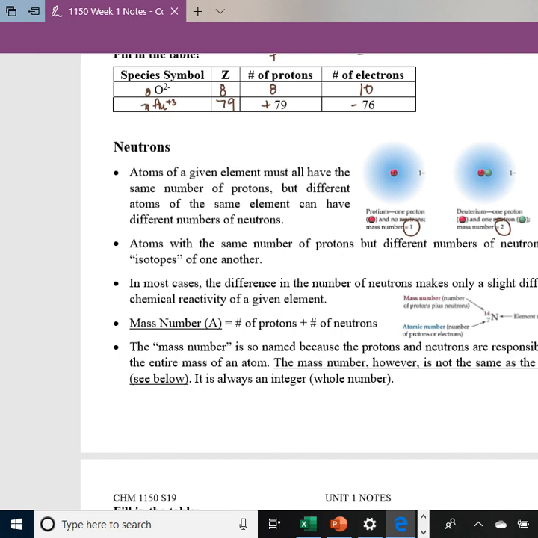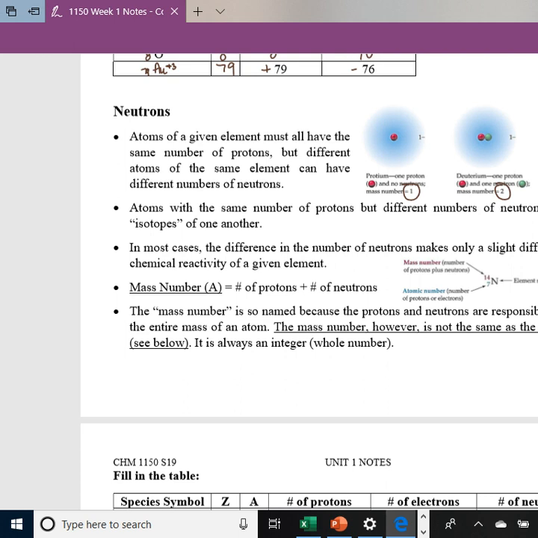In most cases, the difference in the number of neutrons makes only a slight difference in the chemical reactivity, but it does change the mass. So we have something that we're going to define as the mass number, and the alphabetical symbol that we use for that is usually just capital A, and it's equal to the number of protons plus the number of neutrons. And we write that above the atomic number. Up till now, we've been writing the atomic number as a subscript to the left, but now we're also going to have a superscript to the left, and that's going to be the mass number.